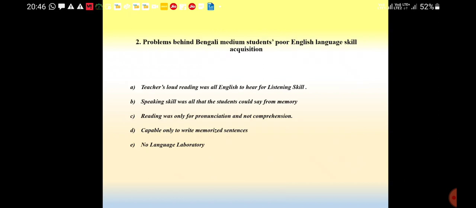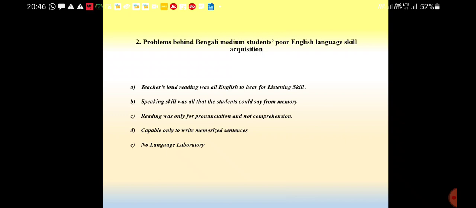This brings me to my next research objective on the problems why the Bengali medium students had such poor English language skills. Now the answers here have been split as per the 4 language skills. So I have basically shown here why their English listening skill, English speaking skill, English reading skill and finally English writing skills were poor. I'm going to be starting with the English listening skill.